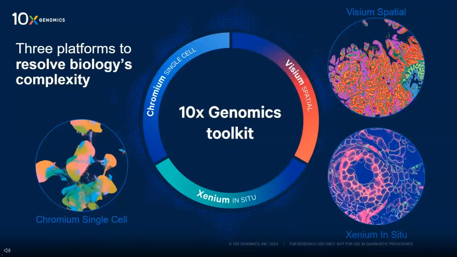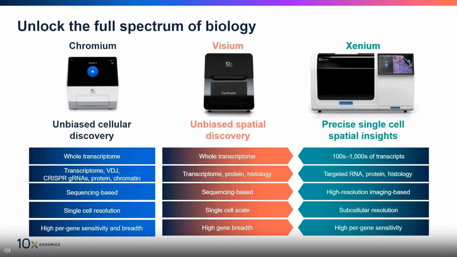On the right, you see Visium spatial and Xenium in situ. Visium spatial provides whole transcriptomic information with single cell scale while retaining spatial context. You can actually see where the gene expression is occurring within the tissue. Xenium in situ also provides a view directly in the tissue, but provides subcellular resolution on hundreds or thousands of transcripts directly in the tissue section, giving us the highest resolution.